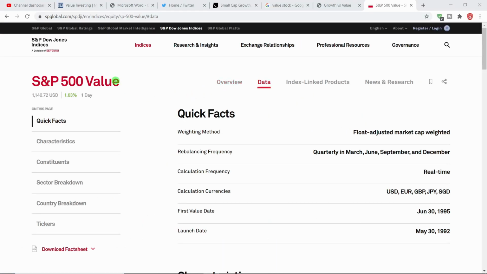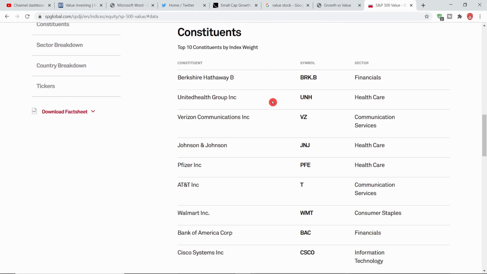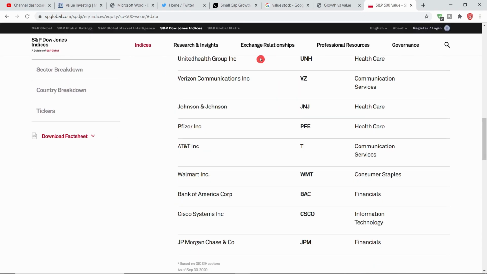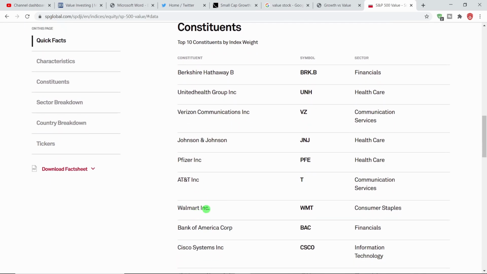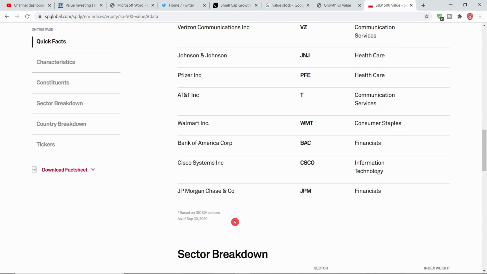I have pulled up here the S&P 500 Value Fund. This is an index that the S&P Dow Jones Indices creates, and we're going to look here at the constituents, so what stocks are actually in the index right now and which are most heavily weighted. As we can see here, the top 10: Berkshire Hathaway, United Health Group, Verizon Communications, Johnson & Johnson, Pfizer, AT&T, Walmart, Bank of America, Cisco Systems, and JP Morgan Chase.